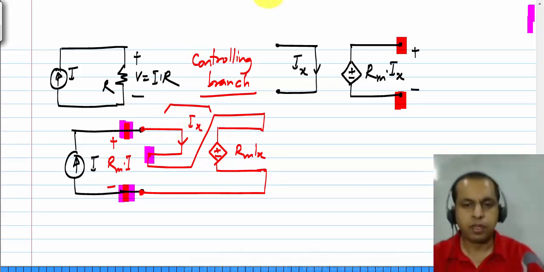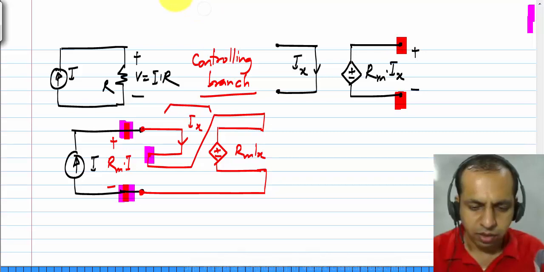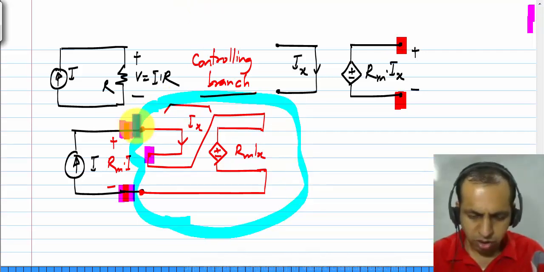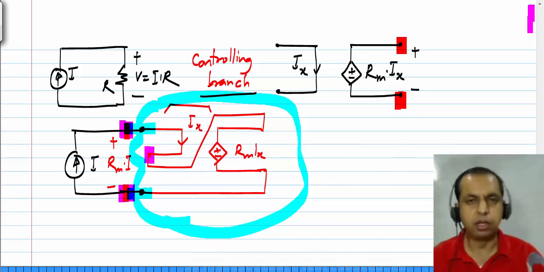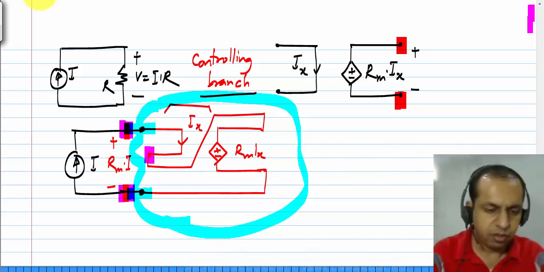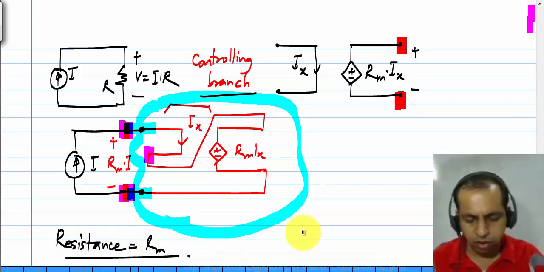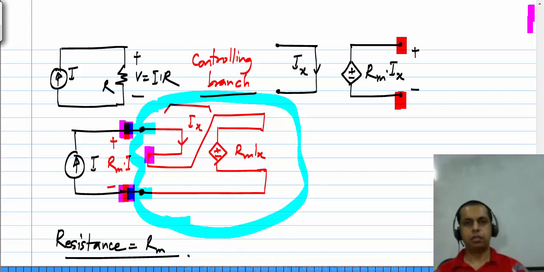Okay. So, clearly, like before, if I look at this equivalent 2 terminal element, okay, it will look like a resistor, and the value of the resistance is Rm. Okay. So, you can use a current controlled voltage source also to synthesize a resistor.